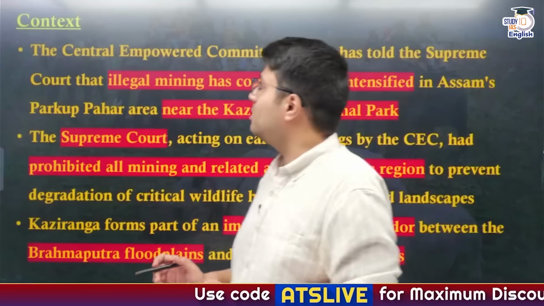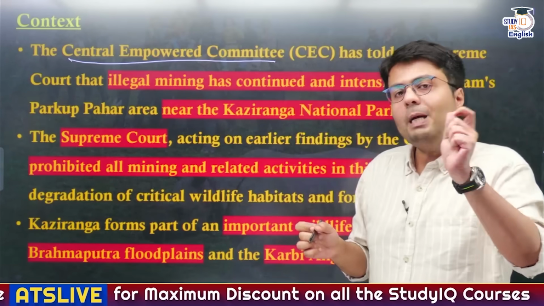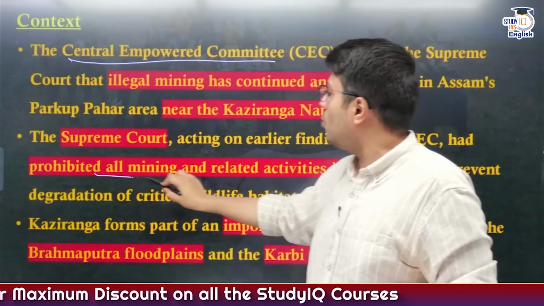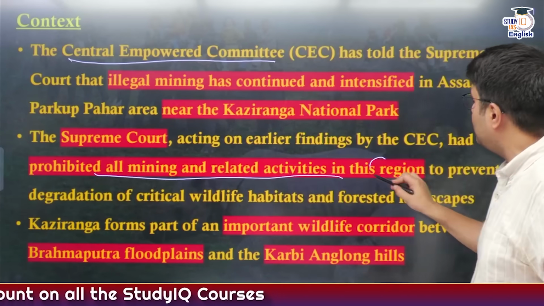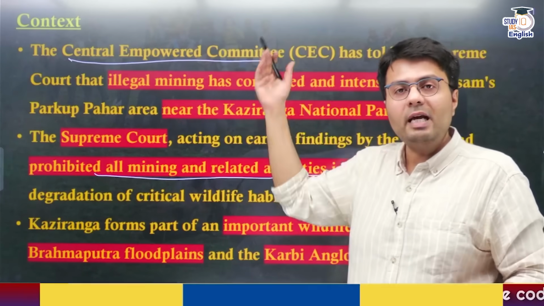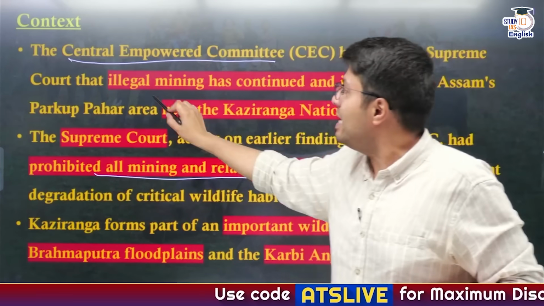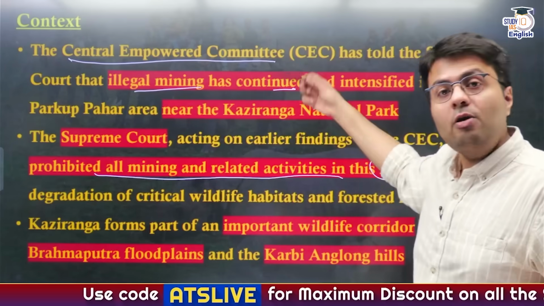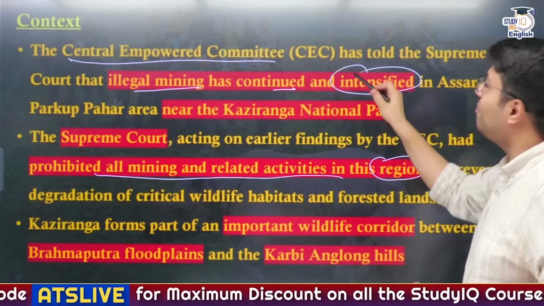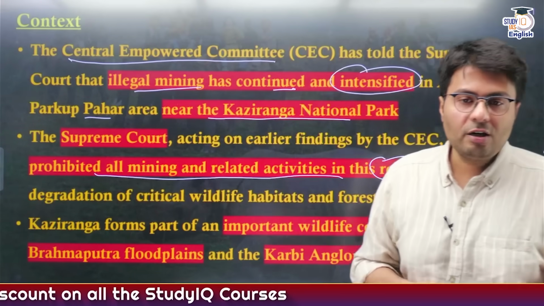So cognizant of this fact, based on the reports of the Central Empowered Committee, the Supreme Court earlier had prohibited all mines and related activities in the region near Kaziranga National Park. But the Central Empowered Committee has now reported to the Supreme Court that despite the ban, illegal mining has continued, and not just continued, it has intensified in the Park Prahar area near the national park that we are discussing today.